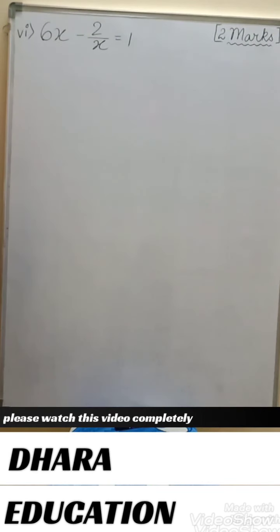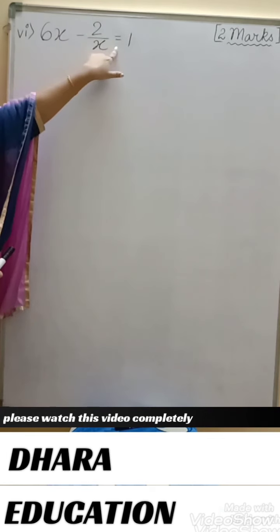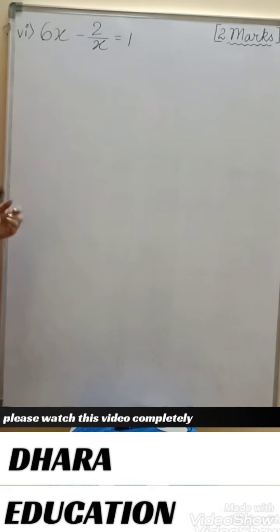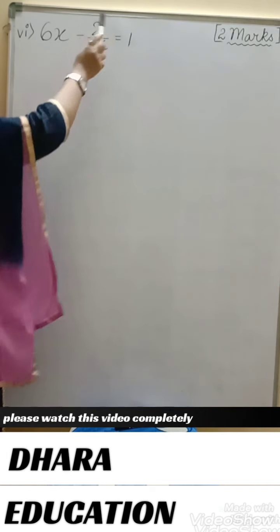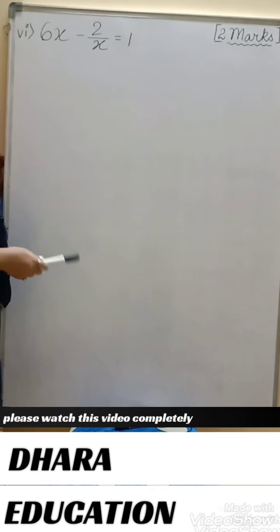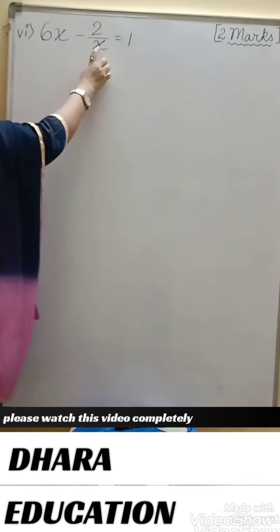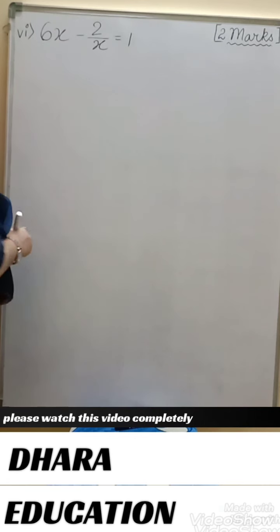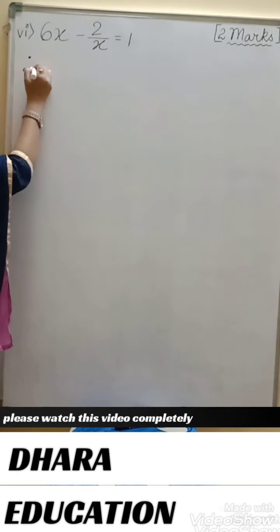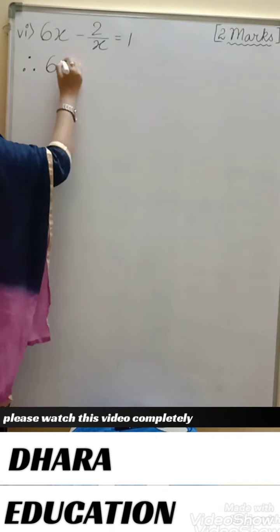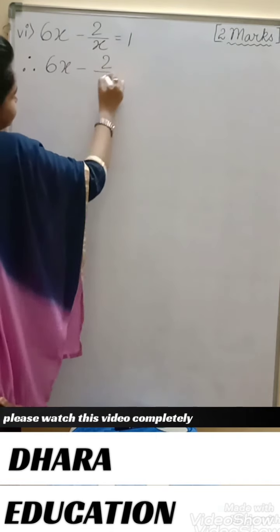Alright, this is another sum, the sixth sum. 6x minus 2 upon x is equals to 1. A little similar sum to the previous fifth sum. Whatever is in a fraction, you always need to remember one thing: whatever the denominator will be, we have to multiply that on both the sides to remove this particular denominator. So let's start. The very first step is to write the exact sum.